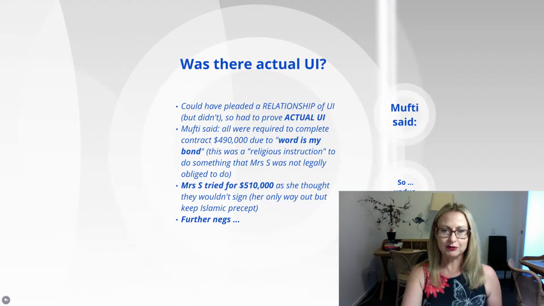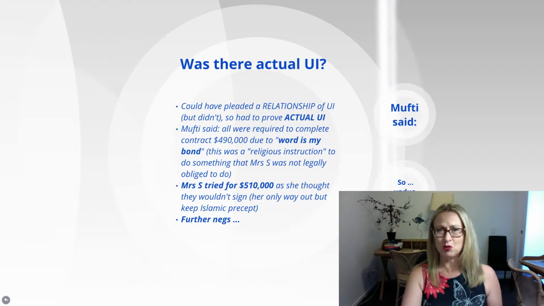Was there actual undue influence? Well, this is what the Mufti said. Everybody was required to complete this contract at $490,000 because of this Muslim precept of my word is my bond. That is, if I say I'm going to complete this contract with you, I actually will. Now, this was a religious instruction. Mrs. Siddique knew this was a religious instruction. This is what she should spiritually be inclined to do, although she wasn't legally obliged to do it.